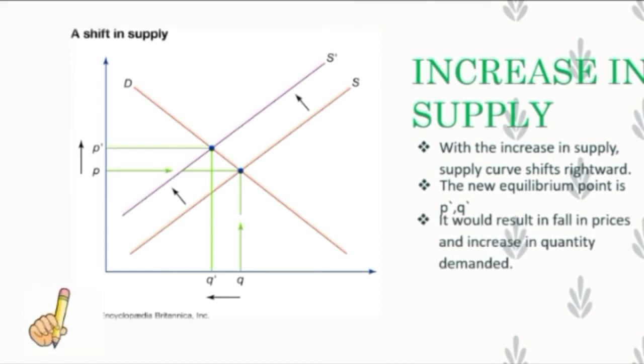Next is increase in supply. With the increase in supply, the supply curve shifts rightward. The new equilibrium point is P prime Q prime. It will result in a fall in prices and an increase in quantity demanded.